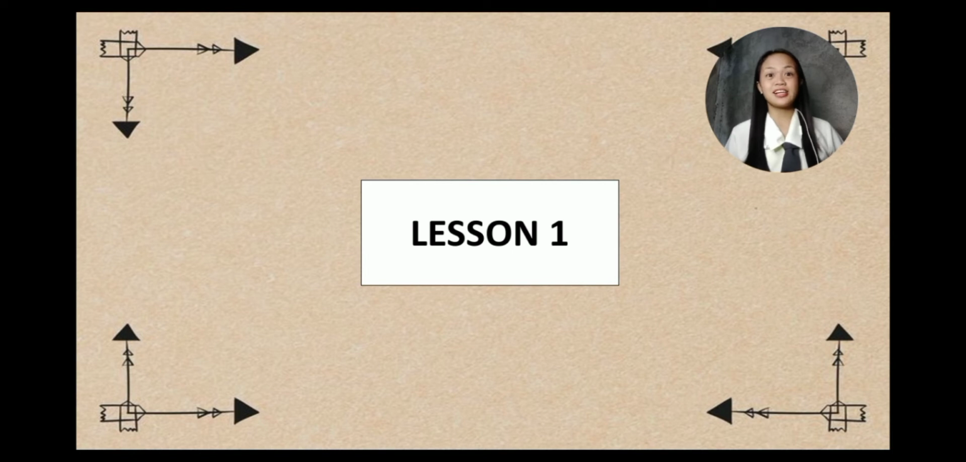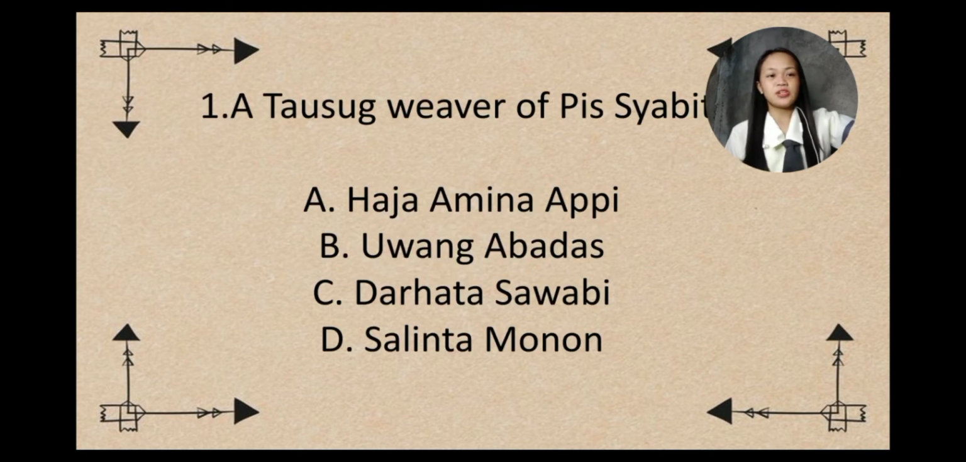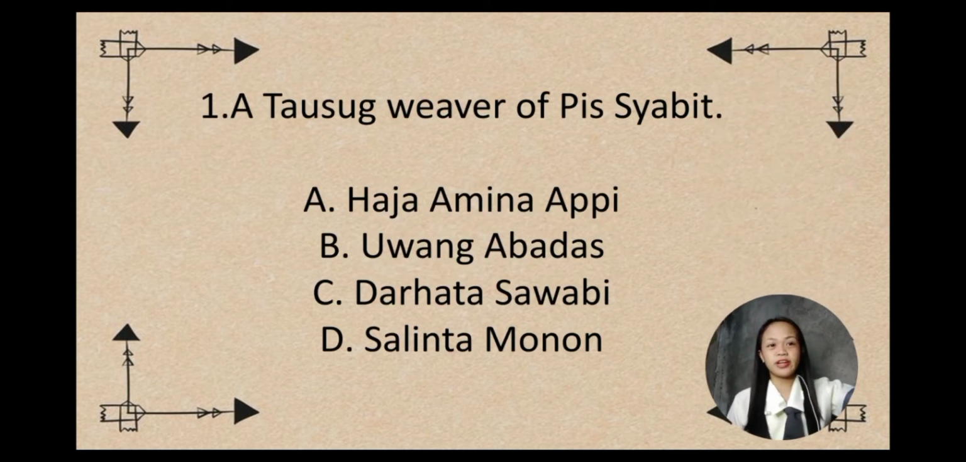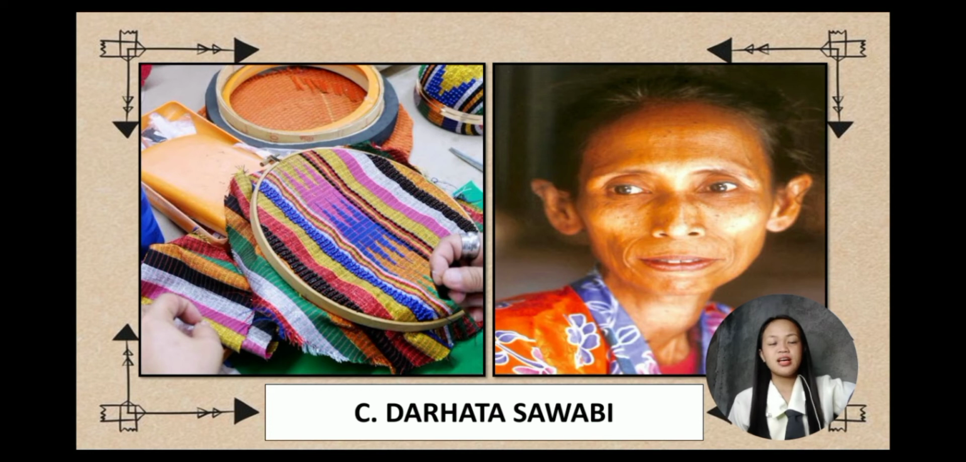So let us test ourselves kung na-learn ba jud nato ang gi-discuss sa mga reporters. First question: a Tausog weaver of Pis Yabit. So kinsa man ni siya? A. Haja Amina Api, B. Uwang Ahadas, C. Darhata Sawabi, or D. Salinta Monon. So, kinsa man ni siya? The Tausog weaver of Pis Yabit is Darhata Sawabi.